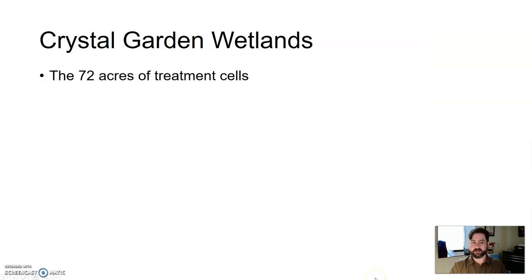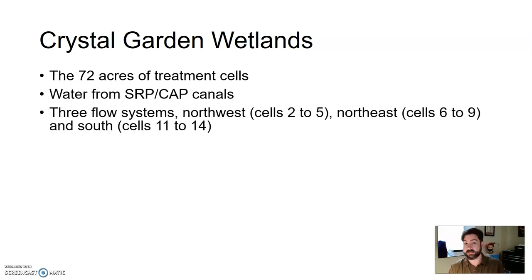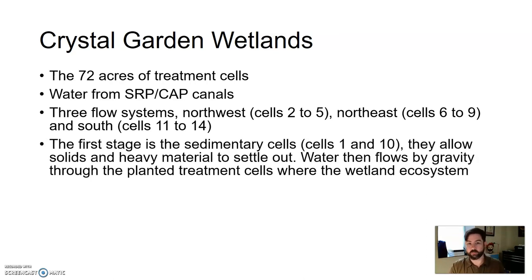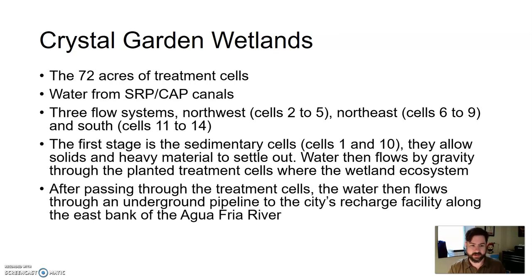So in this area, it's 72 acres of treatment cells. Water from SRP and CAP canals is diverted here, and they flow between all of those different ponds. And as they flow from one pond to the next, that water is getting further and further treated before it makes its way to a recharge area for it to soak back in the ground. So it's like a natural way to help clean any of that dirty surface canal water before it goes in the ground, just helping it out.